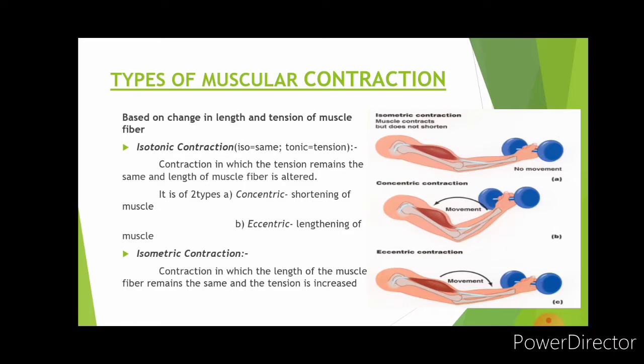As you see in picture B, it describes the concentric contraction, and picture C describes the eccentric contraction. And now isometric contraction. It is a contraction in which the length of the muscle fiber remains the same and the tension is increased. As you see in picture A, it describes isometric contraction.